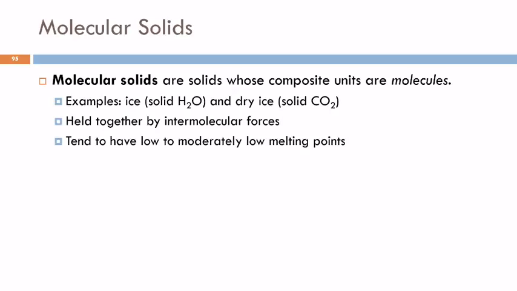Molecular solids have molecules. These terms are not meant to confuse students. A molecular solid is a solid composed of molecules. And so the individual units are molecules, not atoms or ions, and they're held together by intermolecular forces. Examples are ice, which is solid water, or dry ice, which is solid carbon dioxide. What's holding the individual water molecules together? Intermolecular forces. What intermolecular forces does water have that's the strongest? Hydrogen bonding. So it's the hydrogen bonding between nearby water molecules that holds it together.